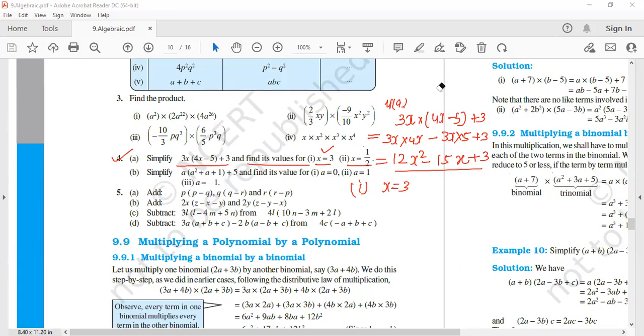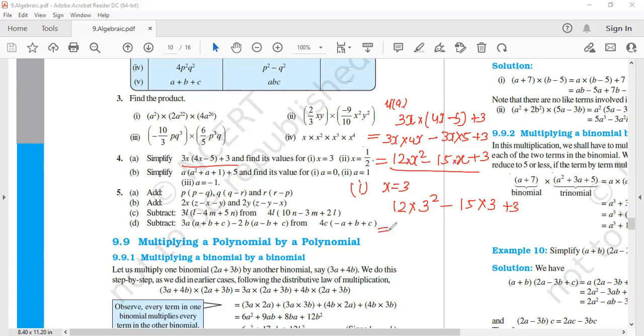Look at this. Here is the important thing. What is the meaning of x is equal to 3? The meaning of this is that you have to put x is equal to 3 in the product that we got. So here, 12 into 3 square minus 15 into 3 plus 3.